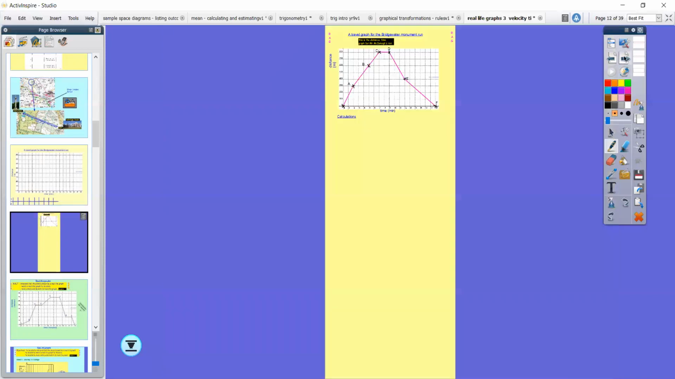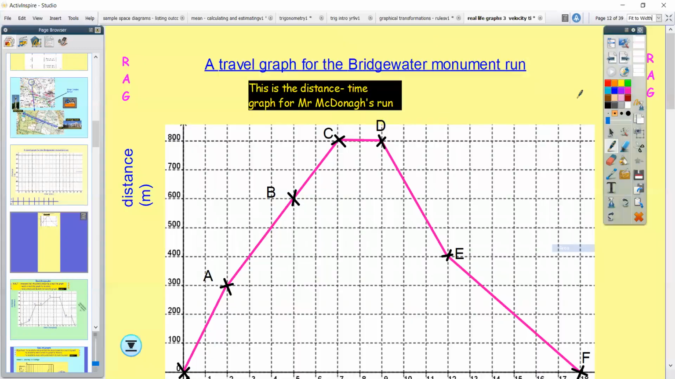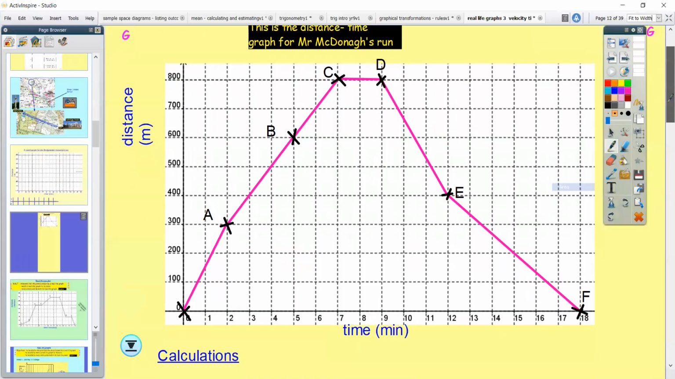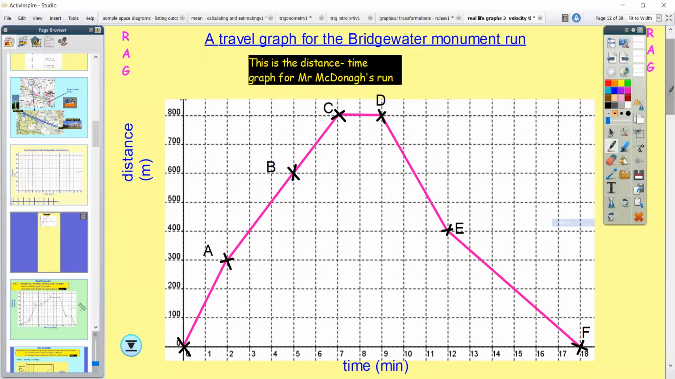So the graph they should end up with, if I just make that a little bit larger, is something like this. Okay, and again, we talk about what's happening. They describe what's happening here, and we start talking about how far did I travel altogether? How fast was I traveling at each stage? So this is where the gradient's going to start to come in, and that's why they've had to do the gradient before this.